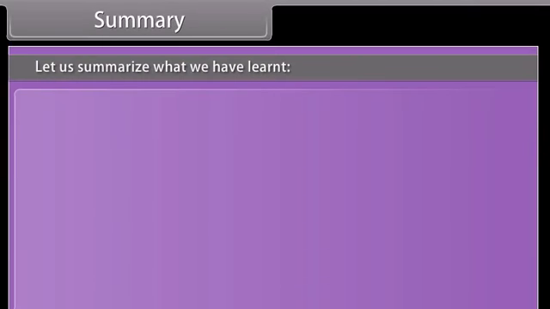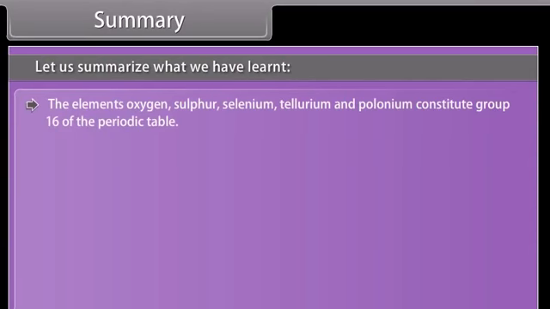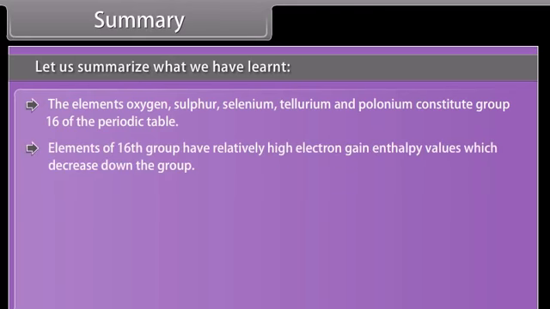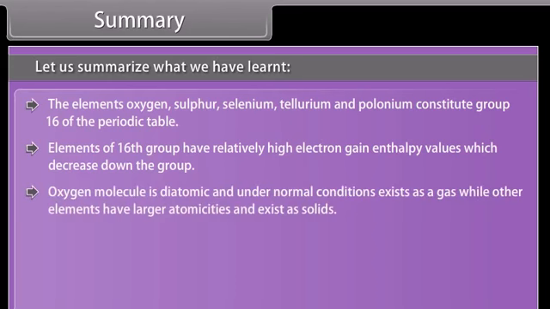Summary. Let us summarize what we have learnt. The elements oxygen, sulfur, selenium, tellurium, and polonium constitute group 16 of the periodic table. Elements of the 16th group have relatively high electron gain enthalpy values, which decrease down the group. Oxygen molecule is diatomic and under normal conditions exists as a gas, while other elements have larger atomicities and exist as solids.